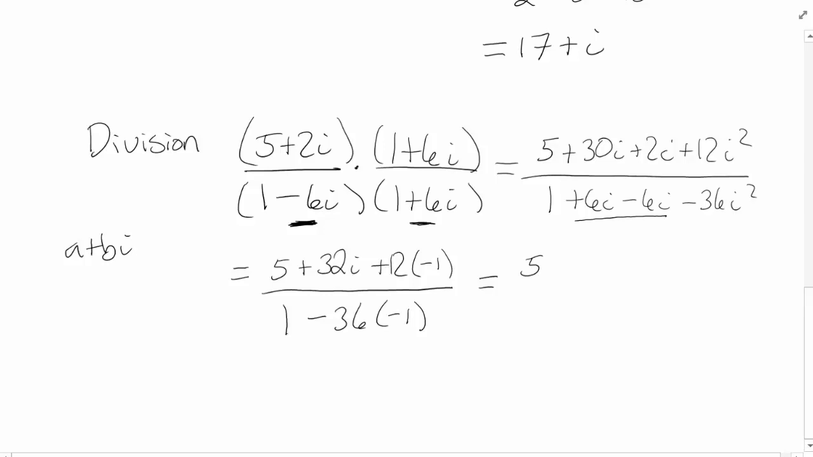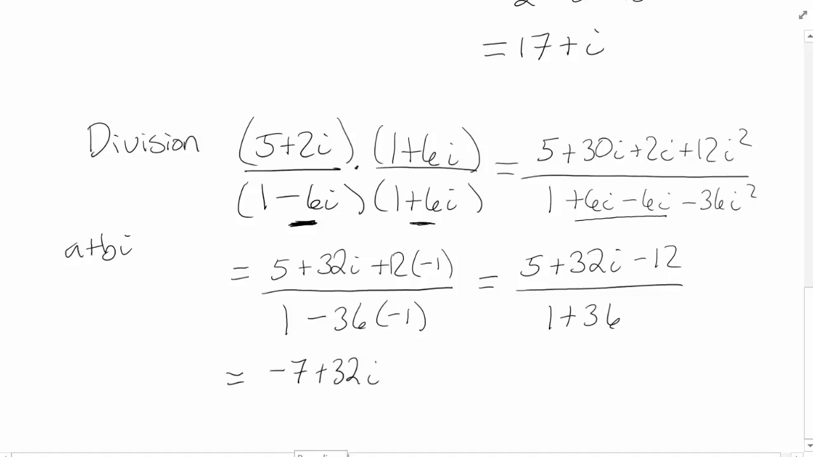Simplifying still up in the numerator, I have 5 plus 32i minus 12, and the denominator is 1 plus 36, which gives me 5 minus 12 is a -7 plus 32i over 37. It's so close to looking like a complex number, so if we just break that fraction up, -7 over 37 plus 32 over 37 i, we can see that finally looks like some number plus some number times i.